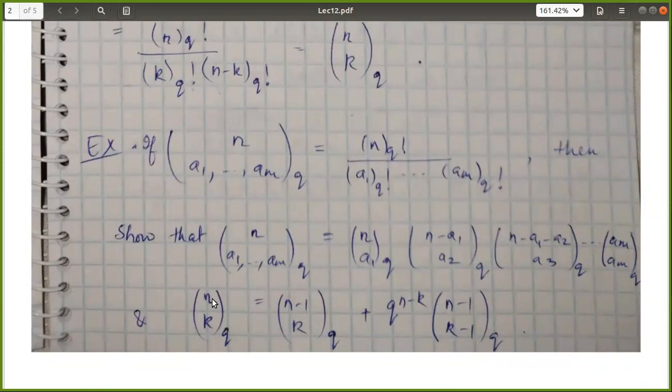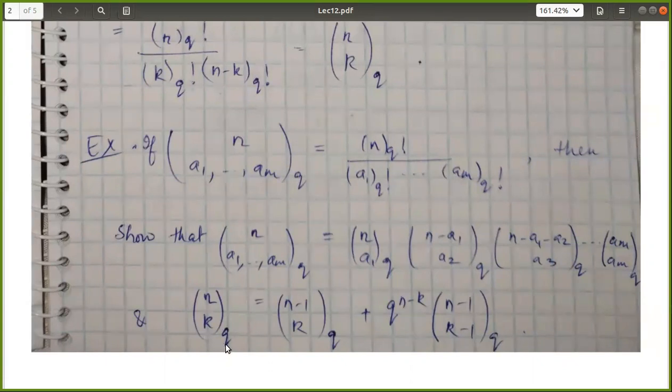And the q binomial coefficient n choose k appears as the sum of these two q binomial coefficients. Remember, if this q was 1, this actually still matches up, because n minus 1 choose k plus n minus 1 choose k minus 1 is n choose k, right? That's a very standard identity.